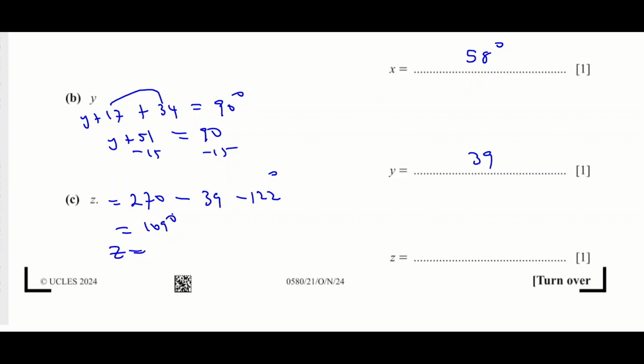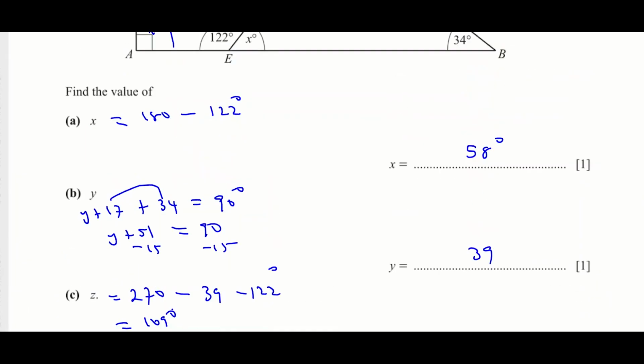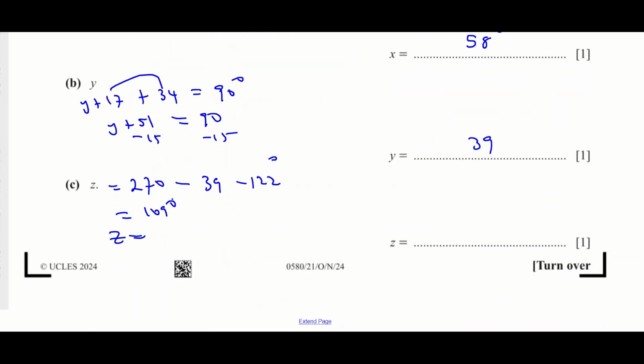So angle z is a reflex angle to angle d, so they add up to 360 degrees. So that will be 360 minus 109. So this will be equal to 251. I have 251 degrees here.